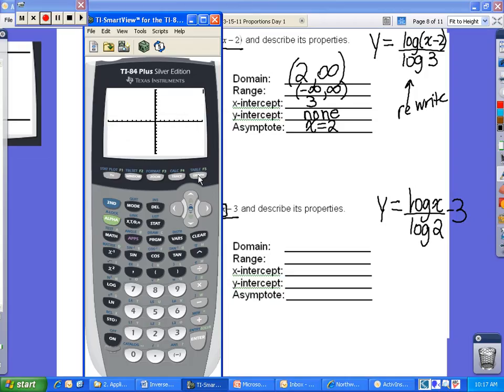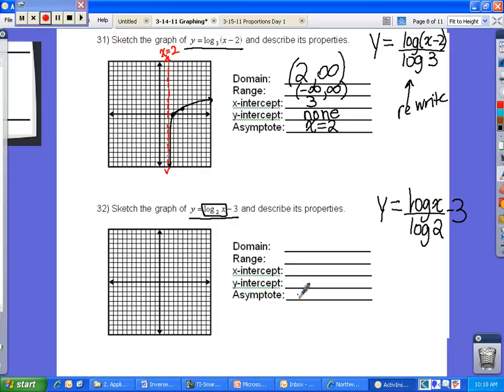Press graph and see what the graph looks like, but we are more interested in the table of values. So hit second graph, and again we want to find where our error starts, and our error starts at x equals 0. That means that's where our asymptote is going to be. And notice that does correspond with whatever is here with the x. Notice up here the x minus 2, my asymptote was x equals 2. Log of x, there's nothing there, so my asymptote is x equals 0.